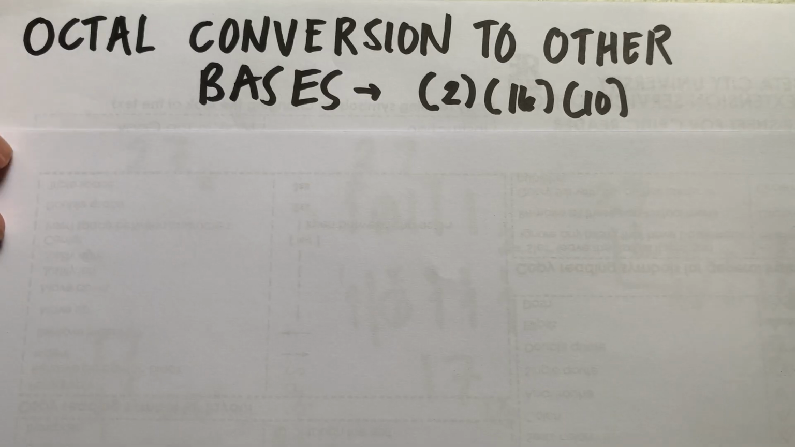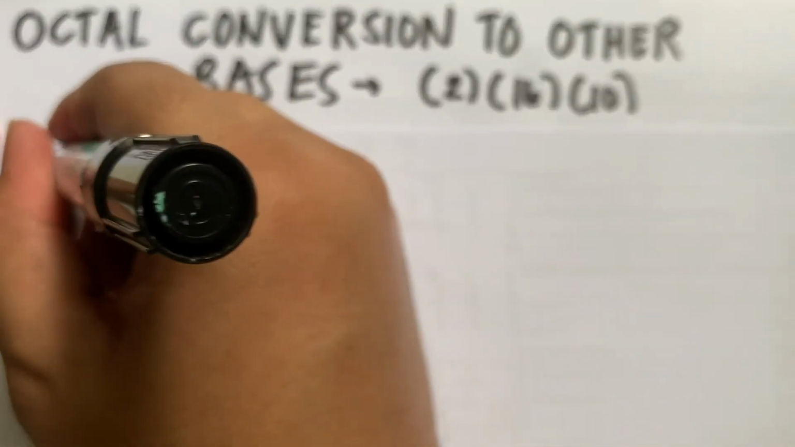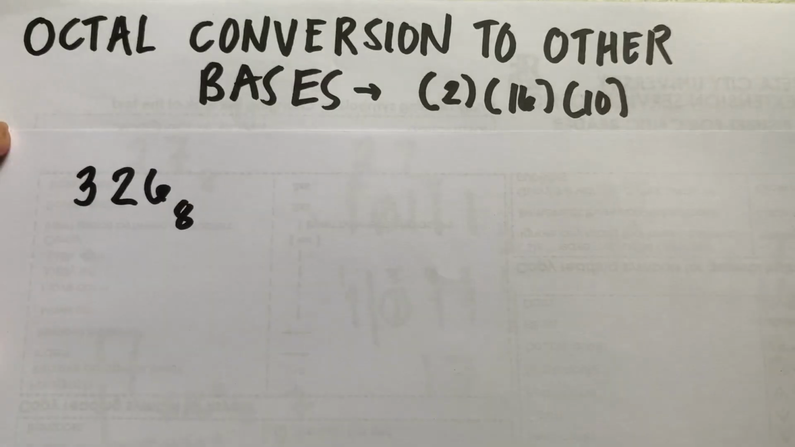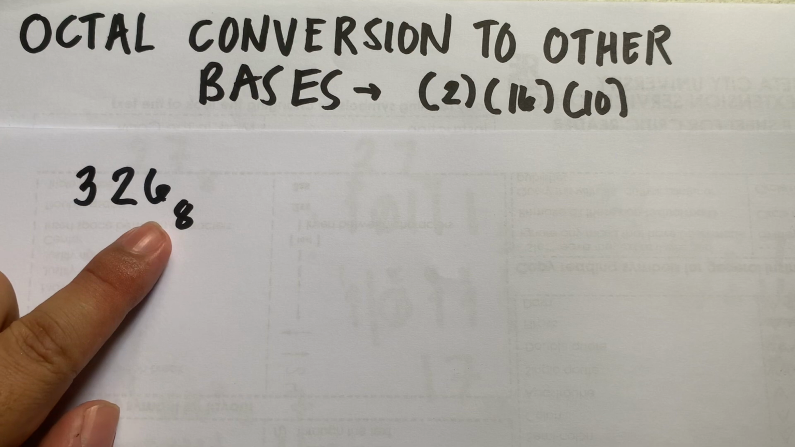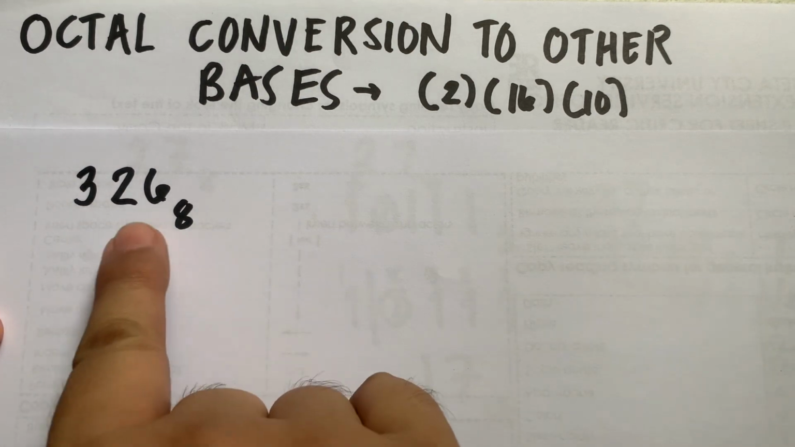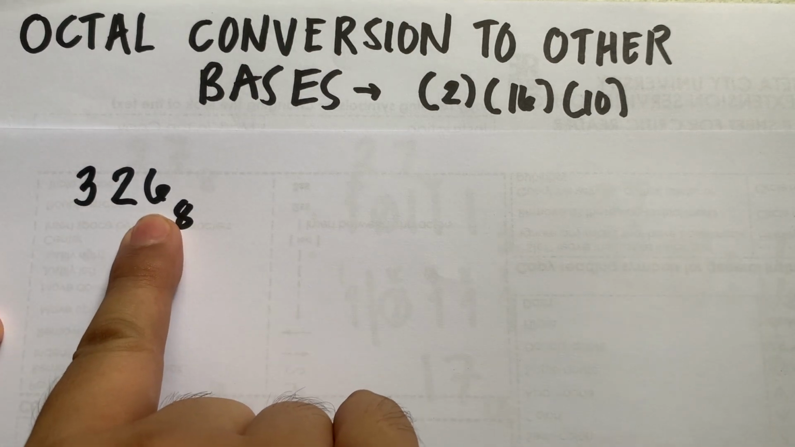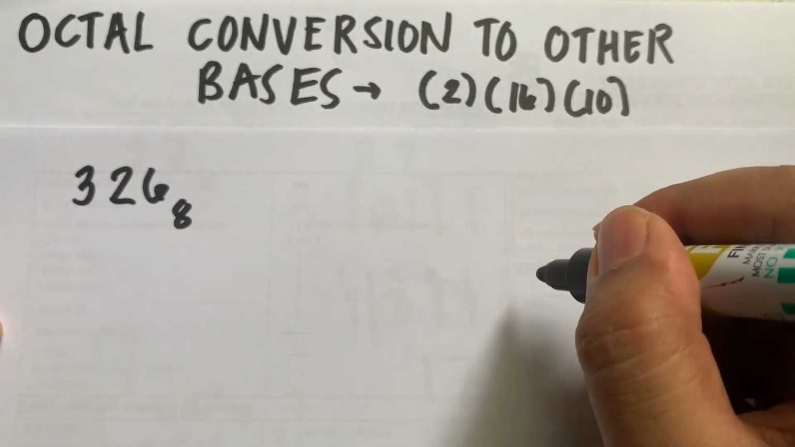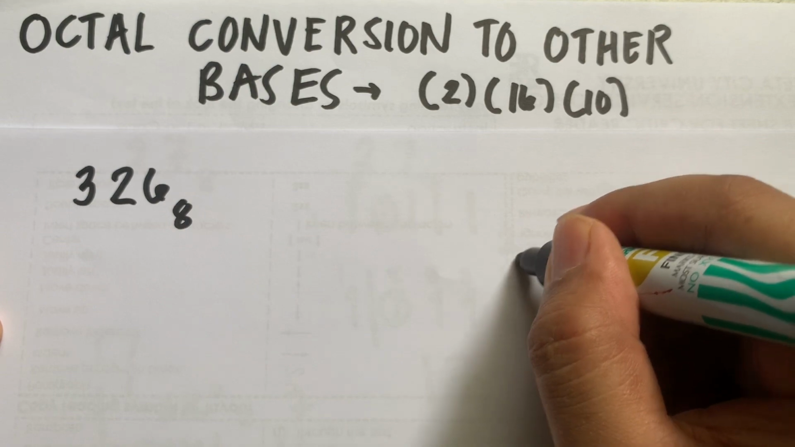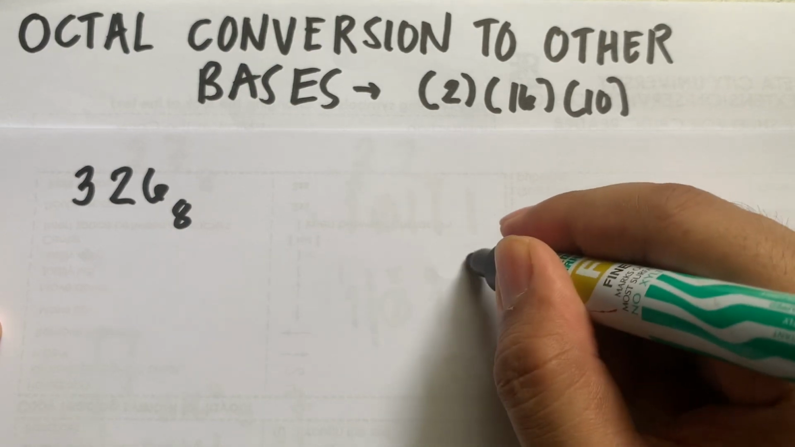So let's have another example of an octal number being converted to binary, hexadecimal, and decimal. Say we are given the number 326 in octal. How are we going to convert it to other bases? Again, we start by converting the number to its binary equivalent. We start with the last digit 6. How do we represent 6 as a 3-digit binary number? Using the positional value, 6 is 1 1 0.